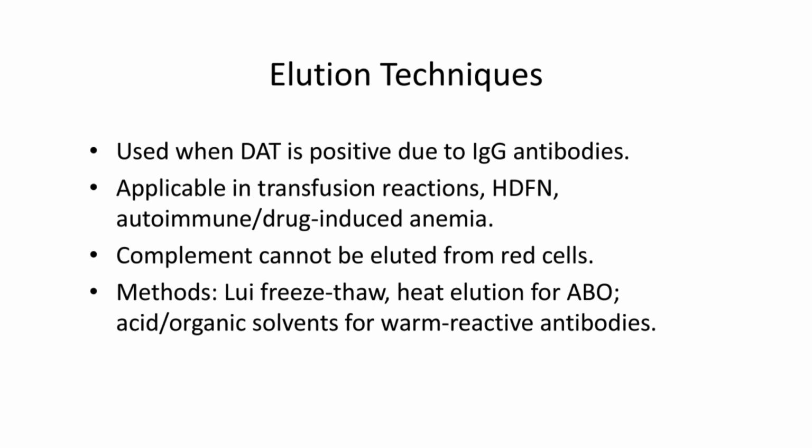Types of elution methods. There is no single elution method that is ideal for all antibody types. The choice of method depends on the nature of the antibody. The Lui freeze-thaw and heat elution methods are typically used for ABO antibodies. Acid elution or organic solvent methods are more effective for autoantibodies and alloantibodies that react at warm temperatures.